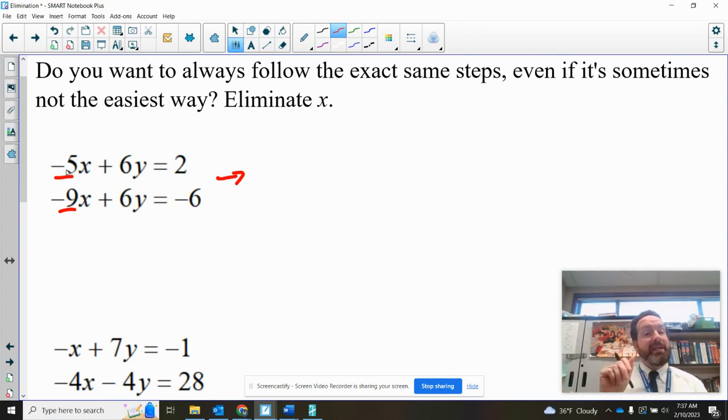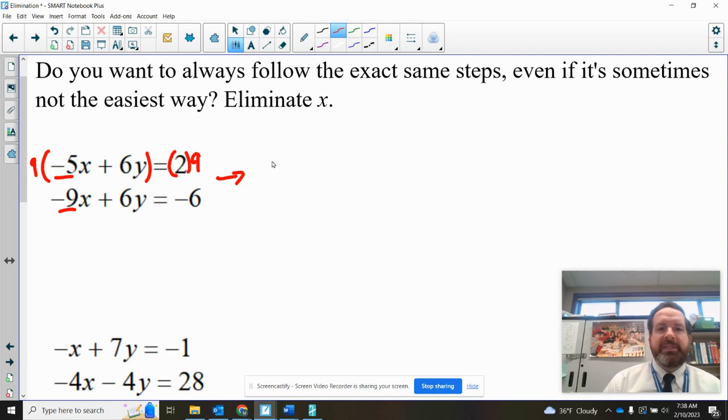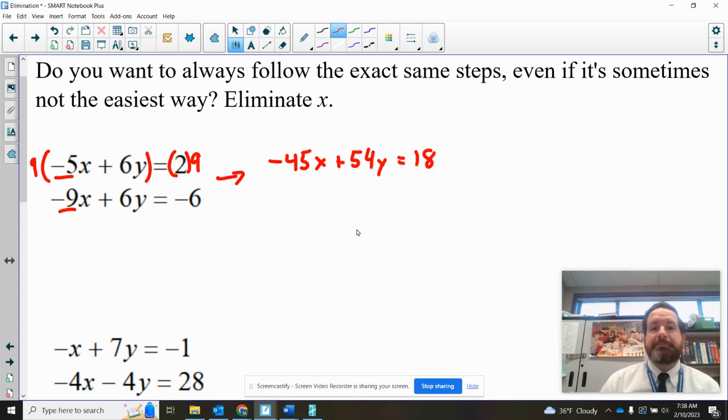Now, you do need to be a little bit careful with signs. Here's what I mean. If we multiply the top equation by 9, then it's going to stay a negative as far as the x goes. That just means that down below, you would need to multiply by a negative to create a positive and get opposites. Let's take a look. On the top, let's multiply by 9. That's going to give us negative 45x's. 9 times 6 is plus 54y's. And then 2 times 9 is 18.